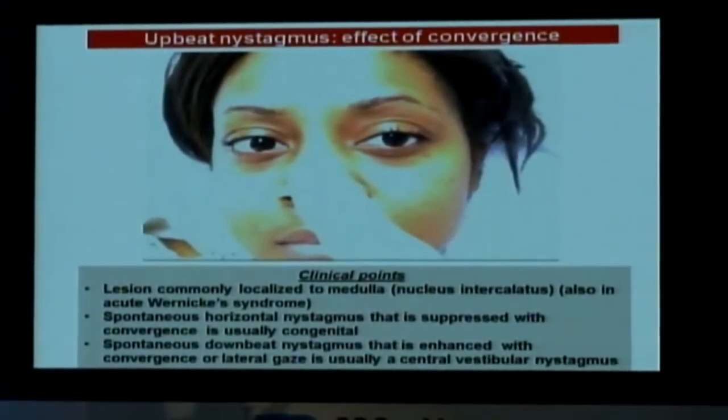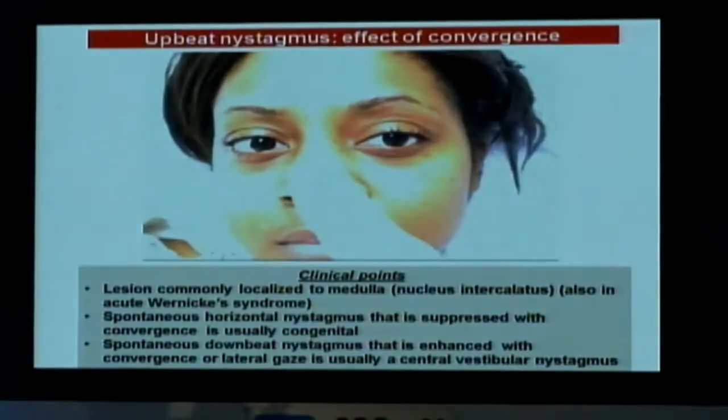The lesions for upbeat are commonly localized to the medulla. I told you the intercalatus nucleus. It's commonly seen in Wernicke syndrome. If you see a horizontal nystagmus that is suppressed by convergence, it's going to be congenital. If you see a spontaneous downbeat nystagmus that is enhanced with convergence or on lateral gaze, it's a central vestibular nystagmus. So downbeat nystagmus typically gets worse when you converge, and it gets worse when you look out to the side.